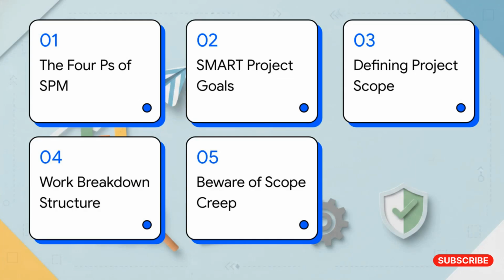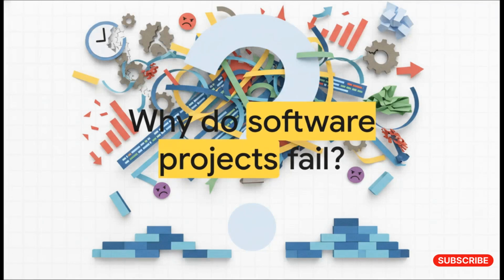Here's the roadmap for today. We'll cover 1. The 4 Ps of SPM. 2. Setting smart project goals. 3. Defining project scope. 4. The work breakdown structure. And finally, 5. Beware of scope creep. Okay, let's dive into this.